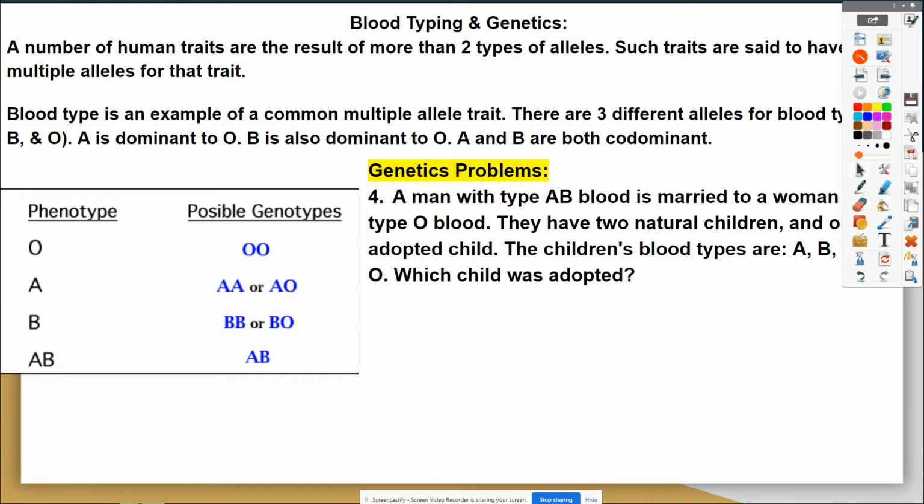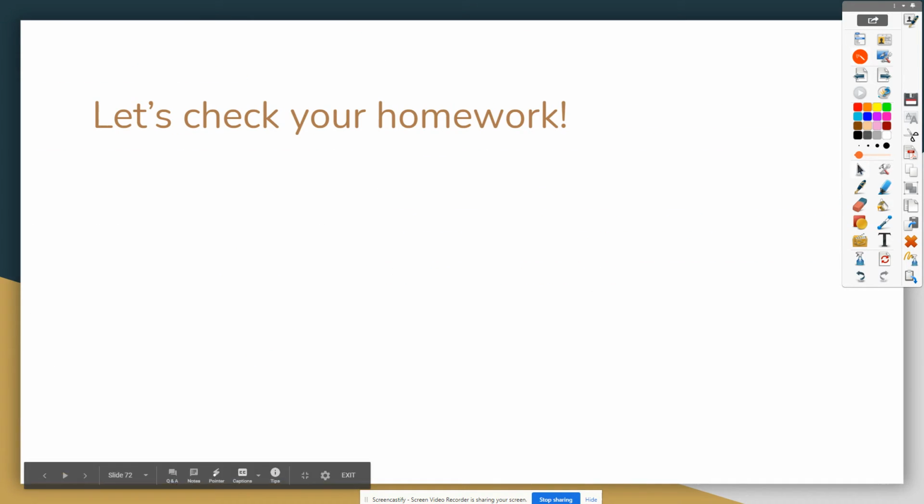All right, so take out your homework from last night. That was the Punnetts and pedigrees. How'd y'all feel about it? All right, maybe, possibly.